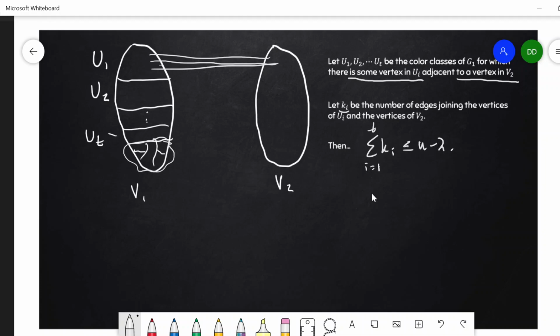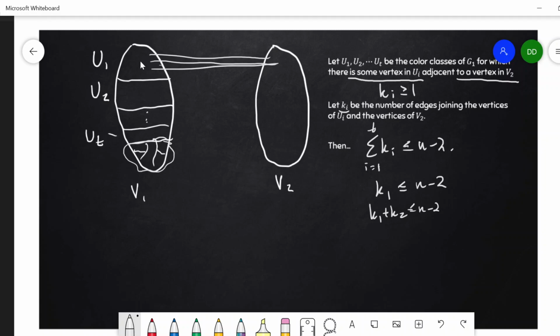And so that tells me lots of stuff, right? That tells me K1 is less than or equal to n minus 2. It tells me K1 plus K2 is less than or equal to n minus 2. And so on, right? Any partial sum of this will also be less than or equal to n minus 2. Furthermore, I know that by how I define these U sub i's, K sub i is at least 1 for each i. So that'll be important.